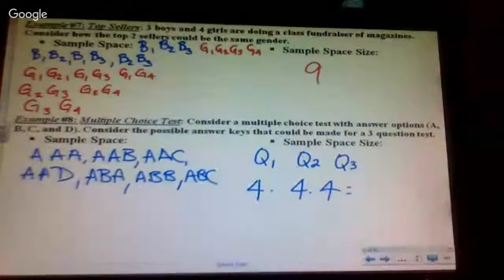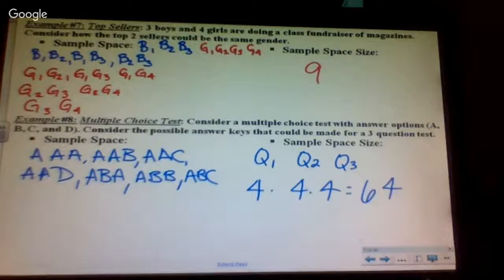Equals, oh, that's 48. Oh, 64? I have 64 different ways, 64 different answer keys that I can make for this multiple choice test. 64, baby. 4 times 4 is 16 times 4 is 64.